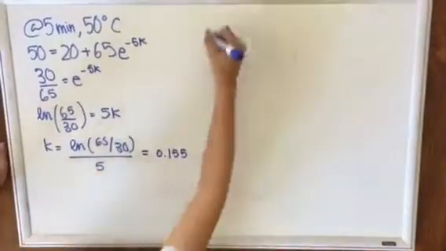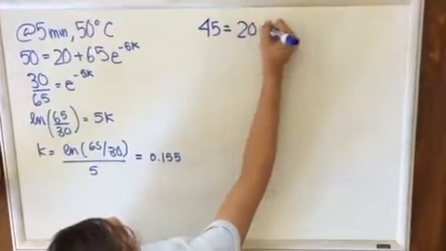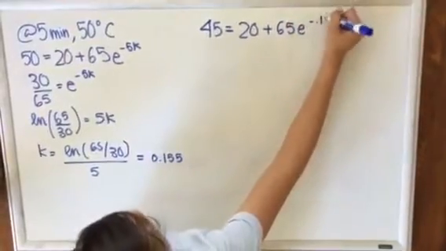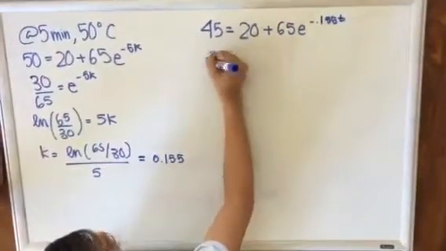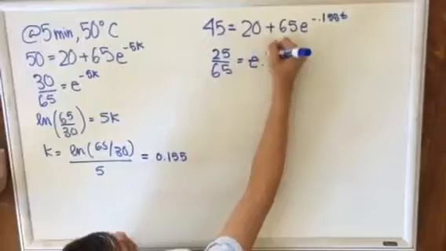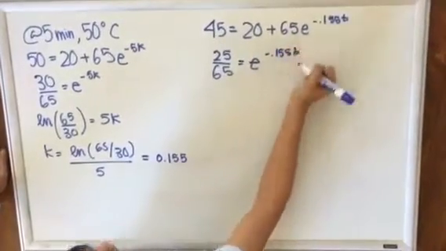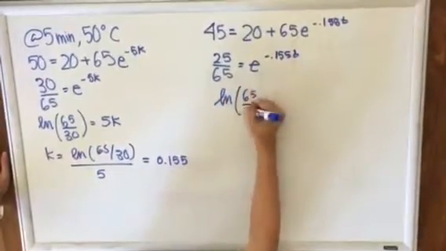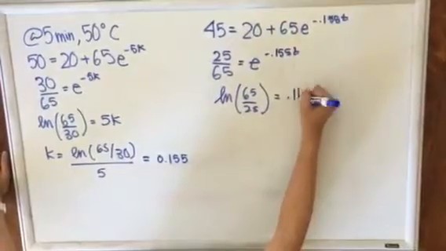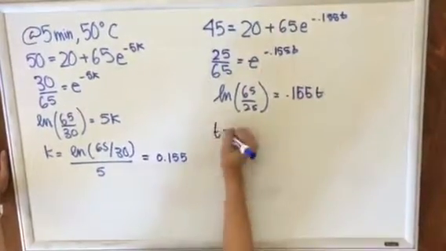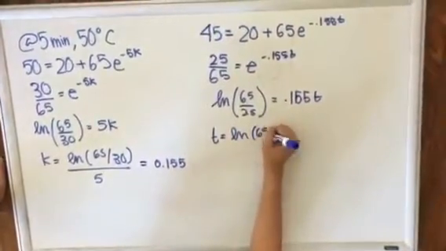Now we can use our constant k to solve for our ideal final temperature of 45 degrees Celsius by the same method, plugging in the same conditions of our tea and solving for time, which is equal to the natural log of 65 divided by 25 divided by our new k value of 0.155. We find that it would only take 6 minutes to cool down the tea.